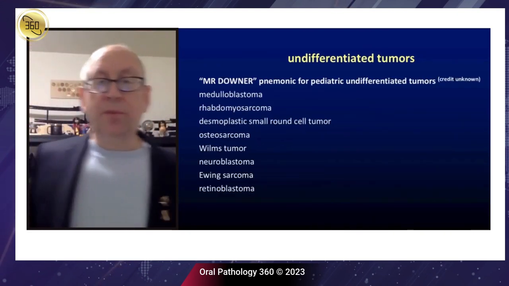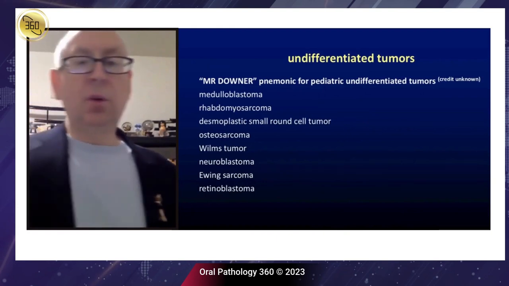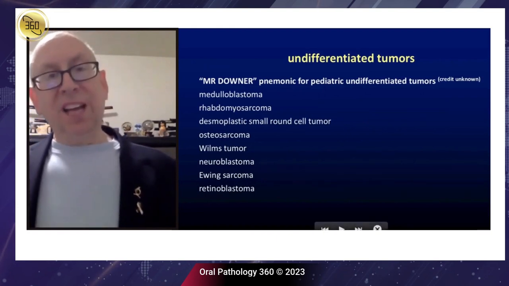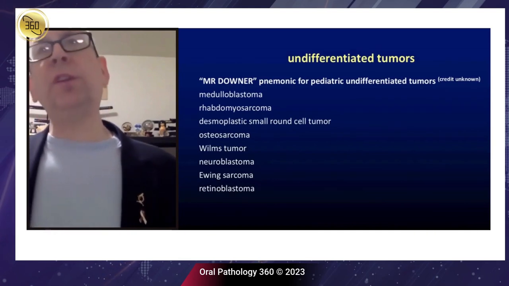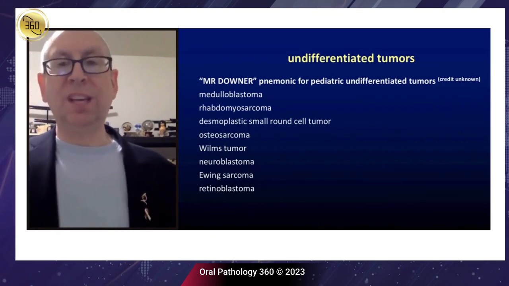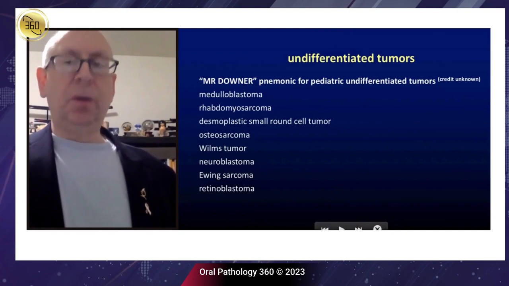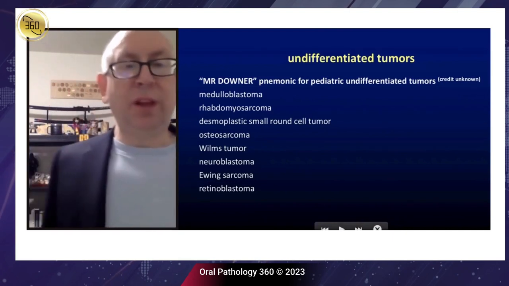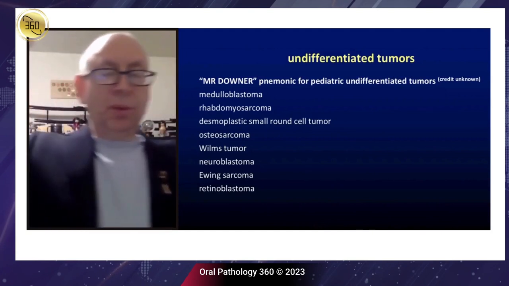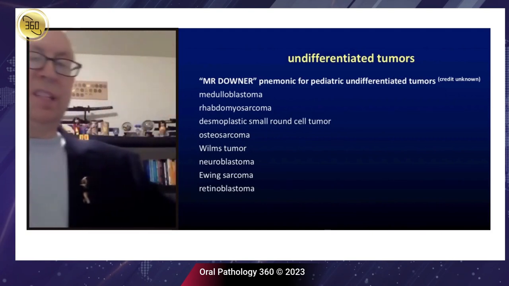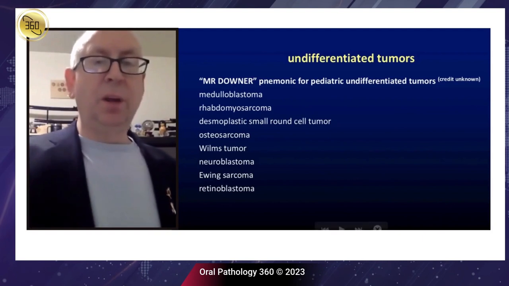I don't know who came up with Mr. Downer, but it's for pediatric tumors. Kids can get metastases to the head, but the metastatic tumors are a whole different group. They're not carcinomas. They tend to be all these blastemal tumors. So medulloblastoma, in the brain. So you look at an image, you'll see it in the cerebellum.